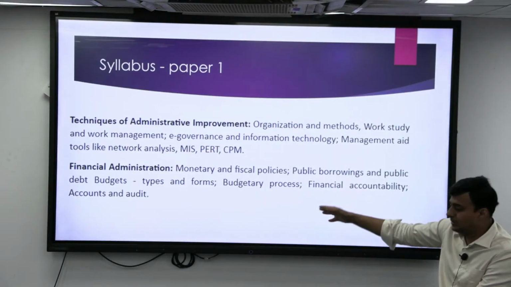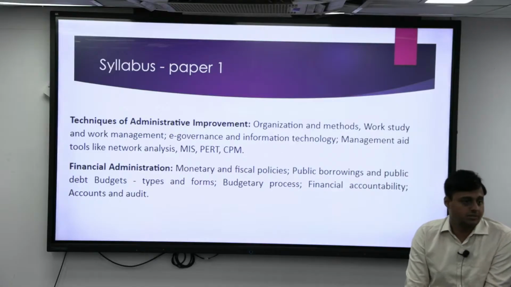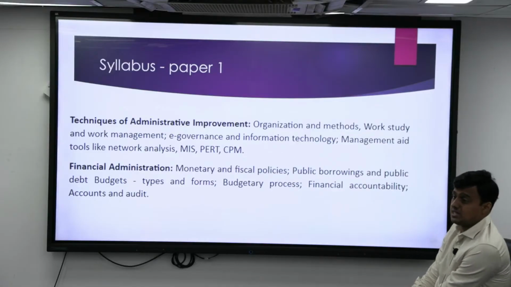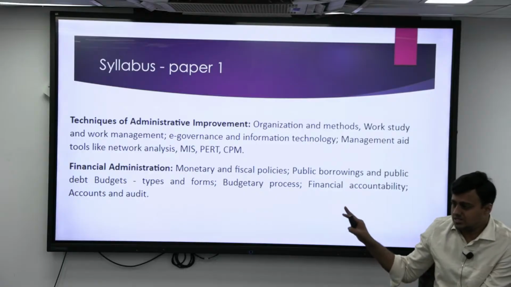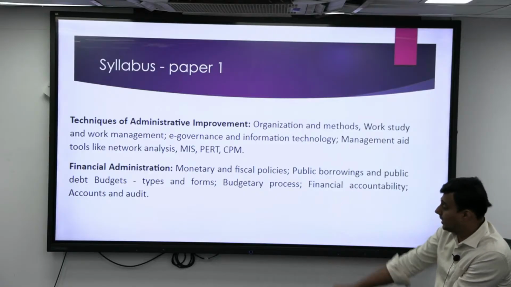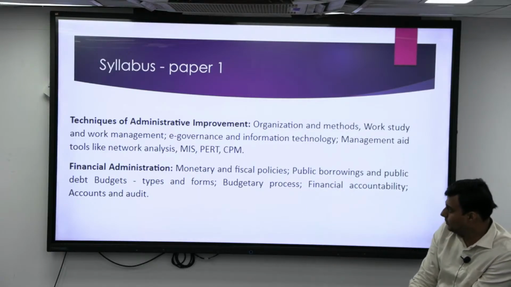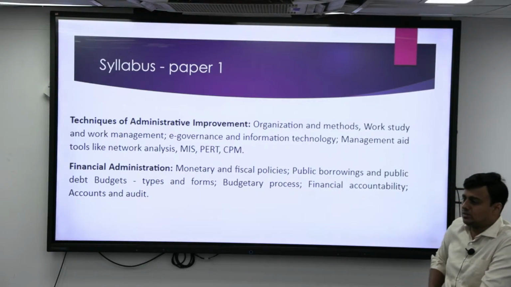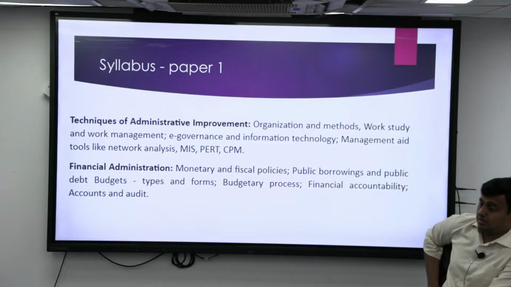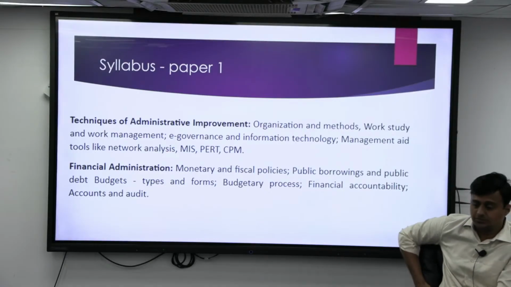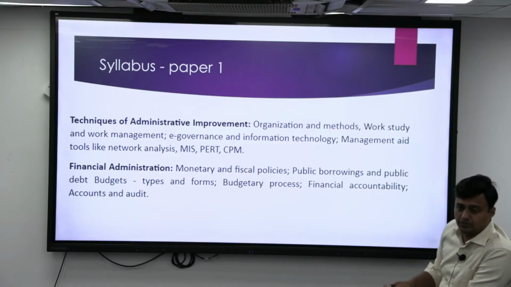That's nothing but your, which one? Budget, monetary policy. Remember, in economy you study CRR, SLR. That we will not discuss technically here, but that is all part of your auditing, your budgets, everything here. Then how to improve, even in GS also we study. Remember, e-governance, MIS, management information system, all of them are your techniques of administrative improvement.